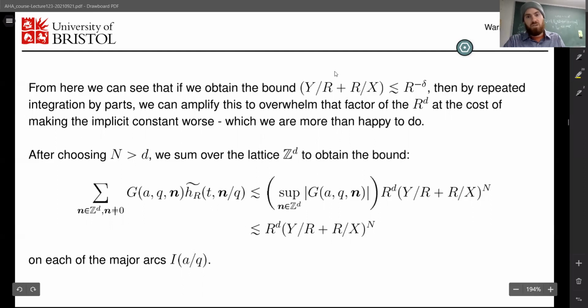So as long as we can do this, this integration by parts has so much slack in it that we can really make this tiny, up to some implicit constants that do not depend on the number we're trying to represent, nor on y or r or x. So implicitly, it doesn't depend on the major arcs or minor arcs.